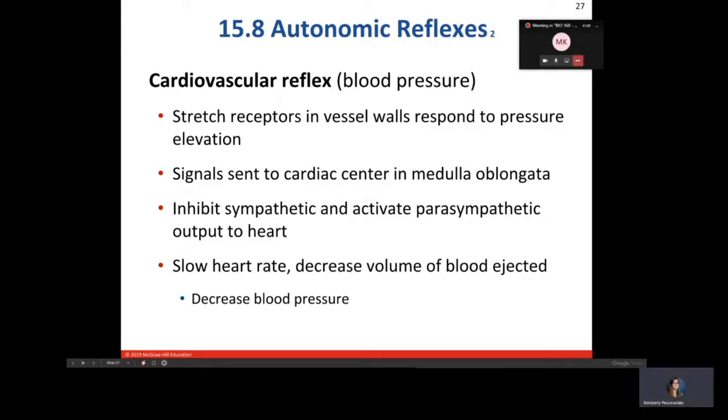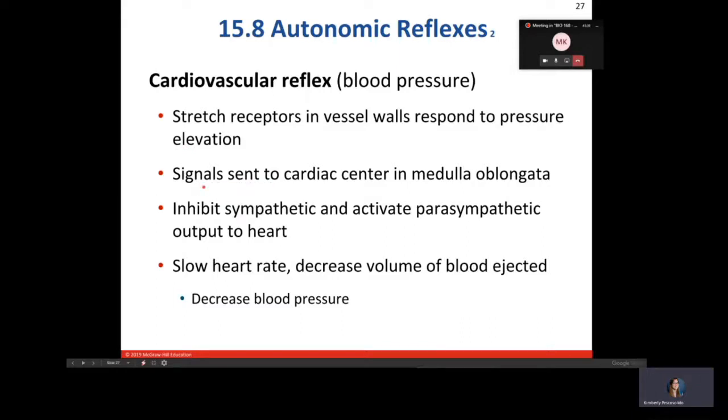So higher blood pressure is going to stretch the vessel walls, and that's going to activate those stretch receptors. The special name for a stretch receptor is a baroreceptor. And so these stretch receptors respond to pressure elevation, right? So we have high blood pressure, it's going to cause those stretch receptors to stretch, and that's going to send that signal to the cardiac center in the medulla oblongata.